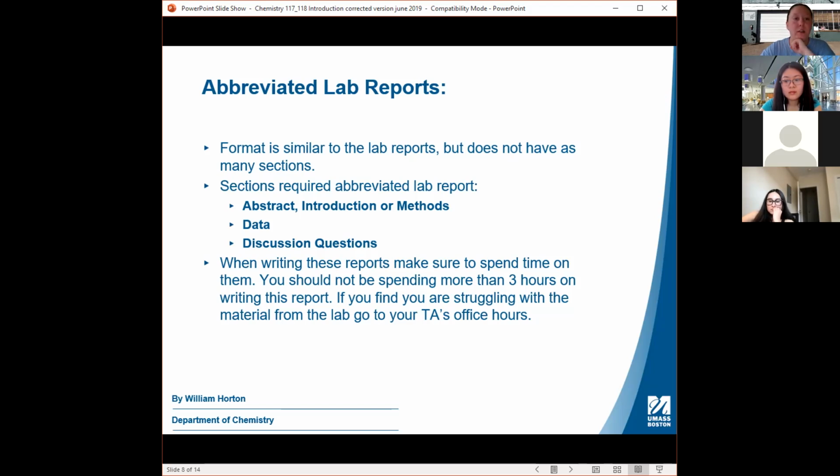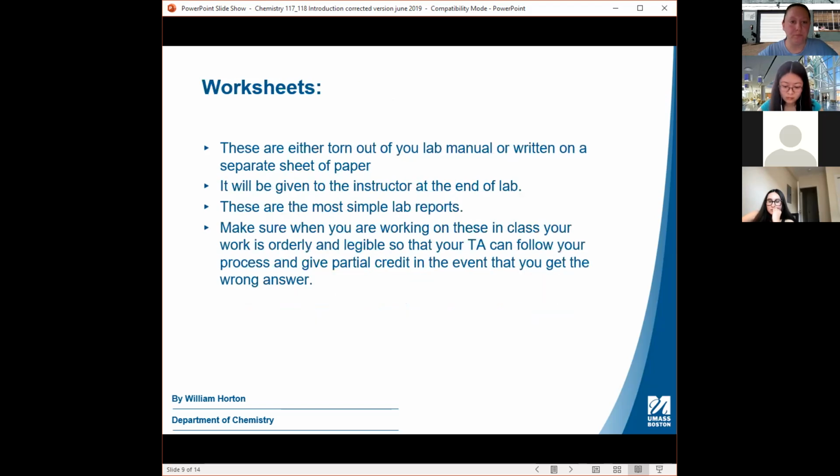So for all of the abbreviated lab reports, you always need to have a data section. The data section is going to be the same across all lab reports. What can differ is the abstract, introduction, methods, conclusion, things like that. If there are discussion questions at the end of the lab manual pages, you need to include the answers to those questions in your lab report. Not all of the labs have discussion questions, so make sure you note those.